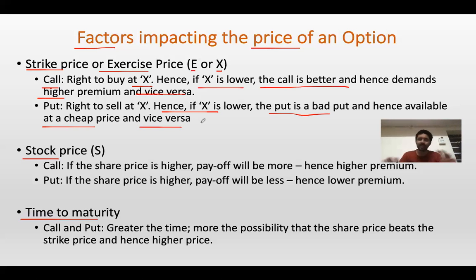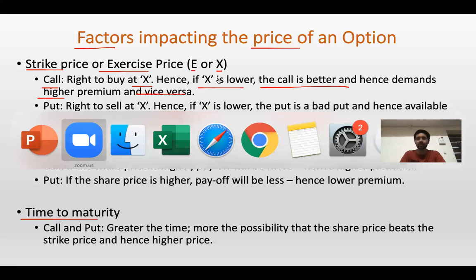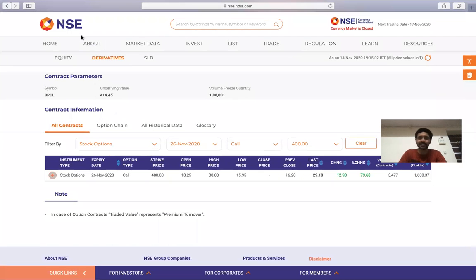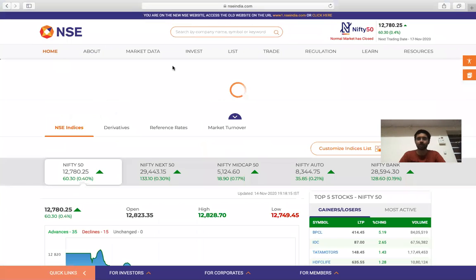Okay. Am I talking all theory or does this actually work in practicality? It does. So I am just now going to show you whether it works in the real world as well. So I am on the NSE site. Let's say, I'll start from scratch. I'm on the home screen.